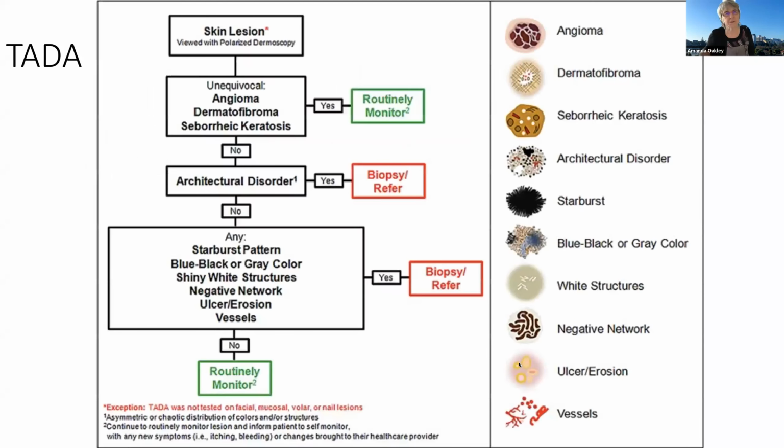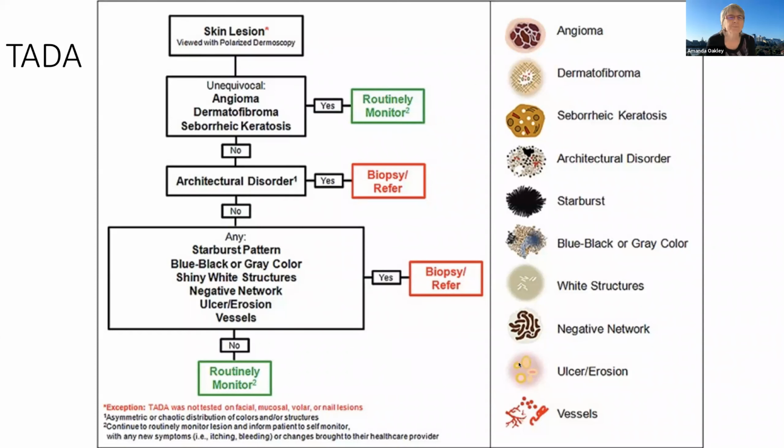The TADA algorithm is useful. So you've got a skin lesion and you're not sure what it is. You've got your dermatoscope out. So if you've decided it's an angioma or a dermatofibroma or a seborrheic keratosis, this is not malignant and nothing needs to be done, apart from always suggest to the patient, come back if it changes.